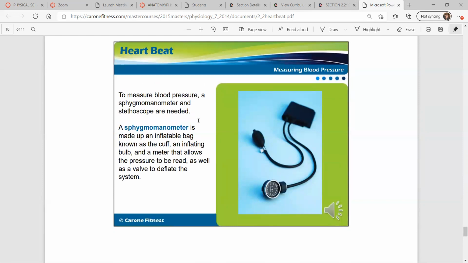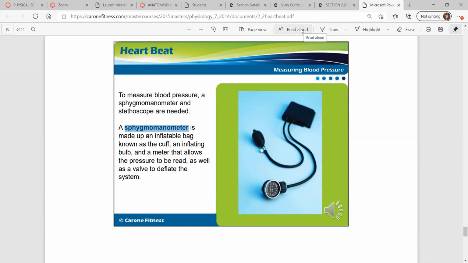To measure blood pressure, a sphygmomanometer and stethoscope are needed. So a sphygmomanometer is made of an inflatable bag known as the cuff, an inflating bulb, and a meter that allows the pressure to be read, as well as a valve to deflate the system.